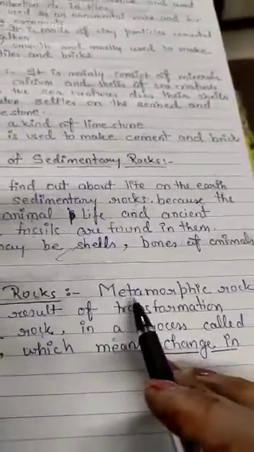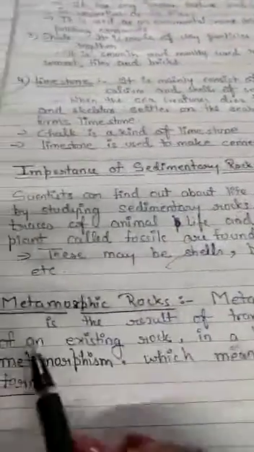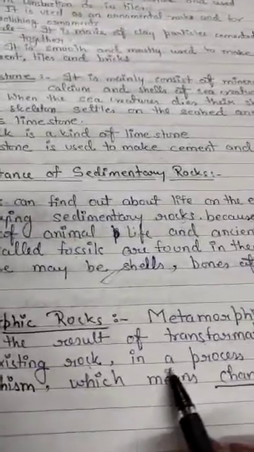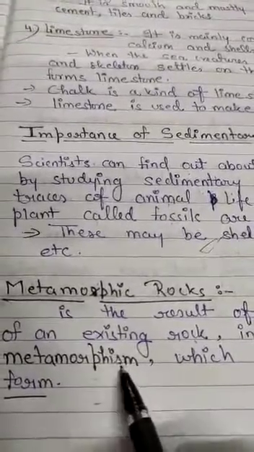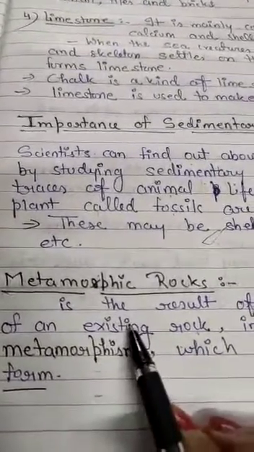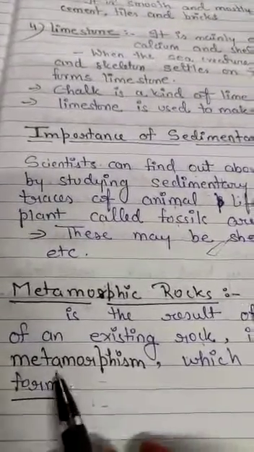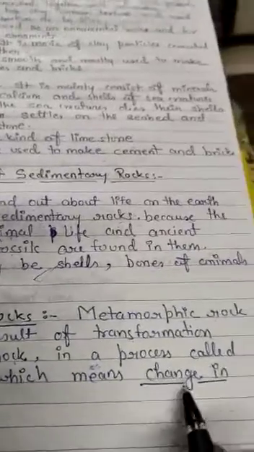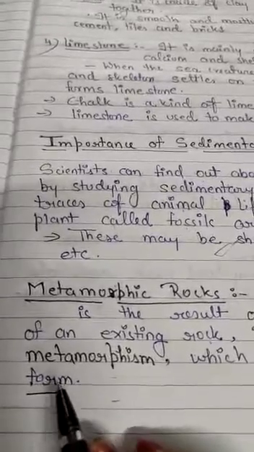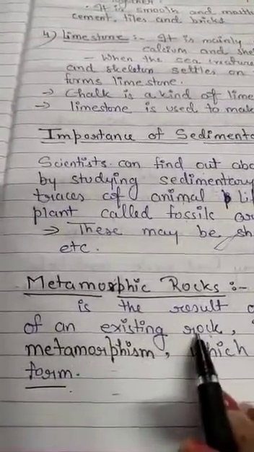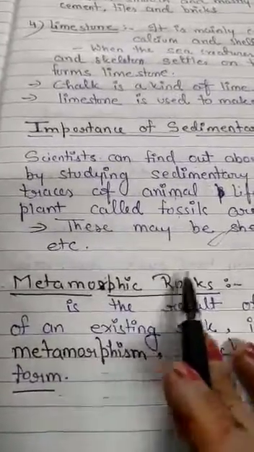Now we'll read it again. Metamorphic rock is the result of transformation of an existing rock in a process called metamorphism. So the change occurs in the existing rock, that is sedimentary rocks and igneous rocks. What do we call that process of change? Metamorphism, which means change in form. So when the transformation takes place in the existing rock, they form metamorphic rocks.